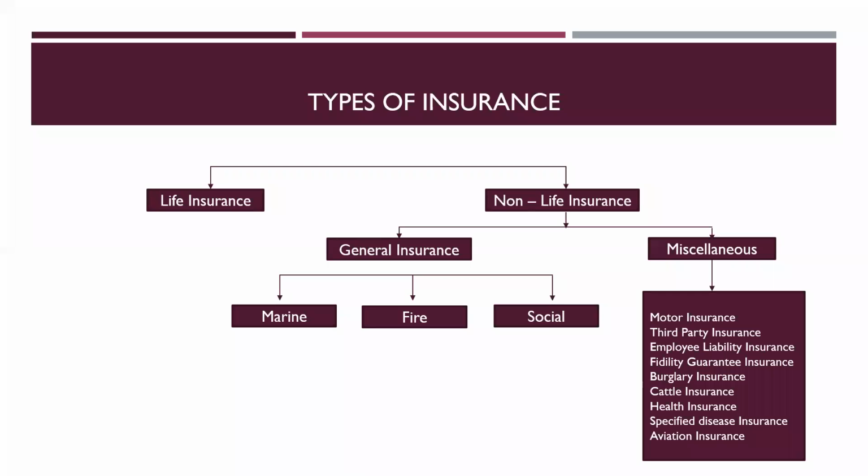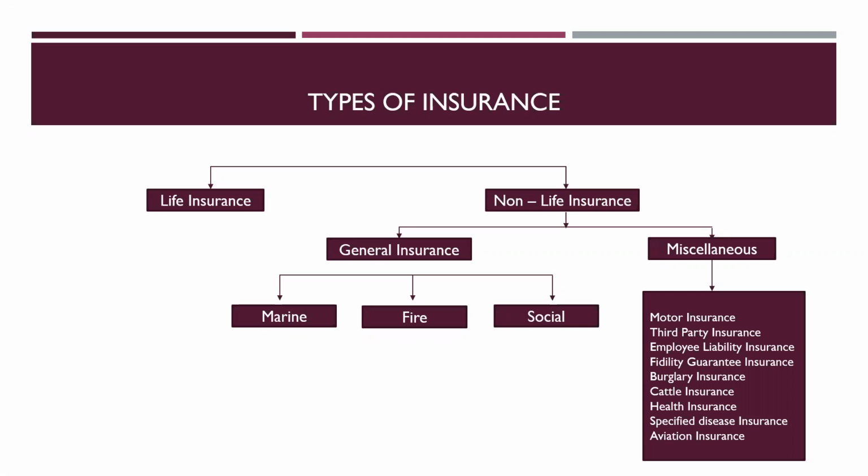Good morning. So today's class we'll be discussing the types of insurance. Insurance can be mainly classified into two, life insurance and non-life insurance. We usually say it's classified into life insurance and general insurance, but as per this chart, we'll explain it as life insurance and non-life insurance. The non-life insurance is again classified into general insurance and other miscellaneous insurances. General insurance mainly consists of marine insurance, fire insurance, and social insurance.